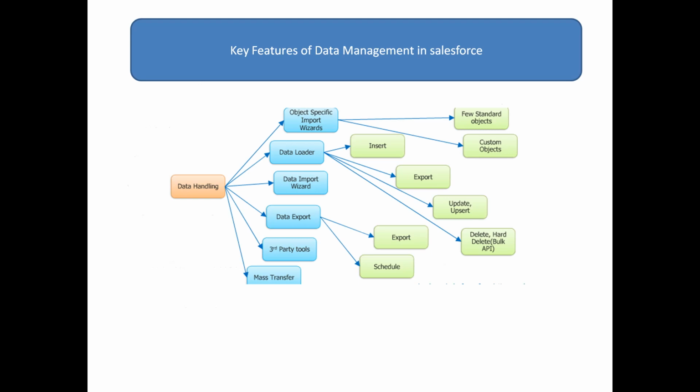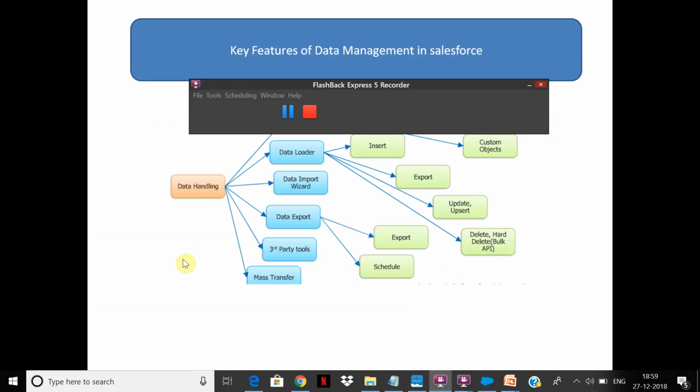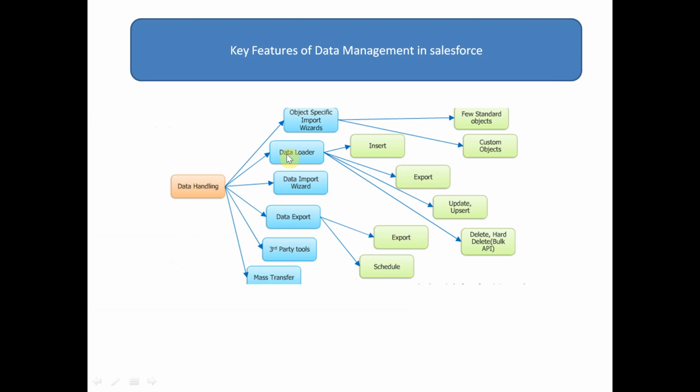So some of the key features of data management in Salesforce. With the object specific import wizard, specific standard objects' data can be imported, and some custom objects. With the data loader, you can do insert, export, update, upsert, delete, hard delete. And then you have a data export. So there are limits with each of these. Up to 50,000 records you can do with the import wizard, up to 5 million records you can do with the data loader. If it exceeds that, then you need to use AppExchange apps or third party tools. And there is a mass transfer of ownership or approvals if you want to do that.